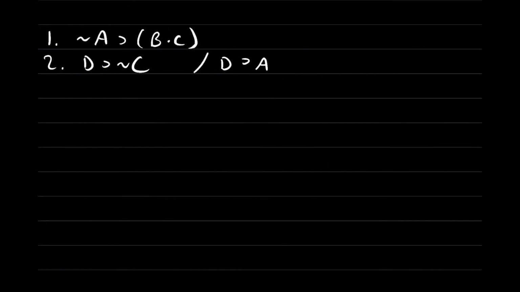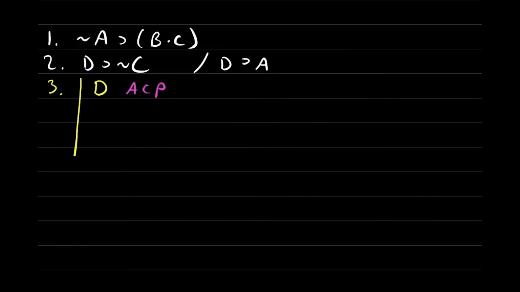Okay, here we're given two premises. Not A implies B and C. Line 2 says D implies not C, and we're trying to show a conditional. D implies A. Because that's a conditional, I'm going to start out by doing conditional proof. I'm going to assume D is true, the antecedent of that conditional. ACP, assumption for conditional proof.